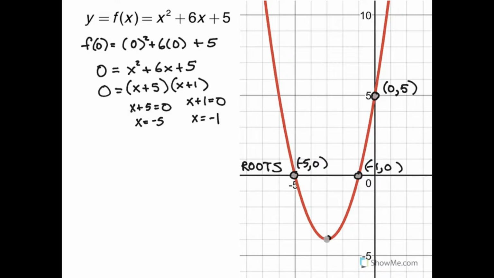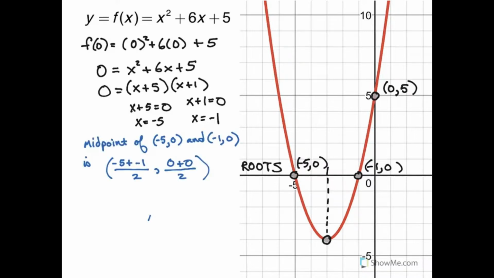Finally, we have the vertex. Now the vertex, because the parabola is symmetric, comes right in between the two roots, exactly at the midpoint. So another way to find the vertex is to use the midpoint formula, and we would find that the x-coordinate of the midpoint is negative 3.